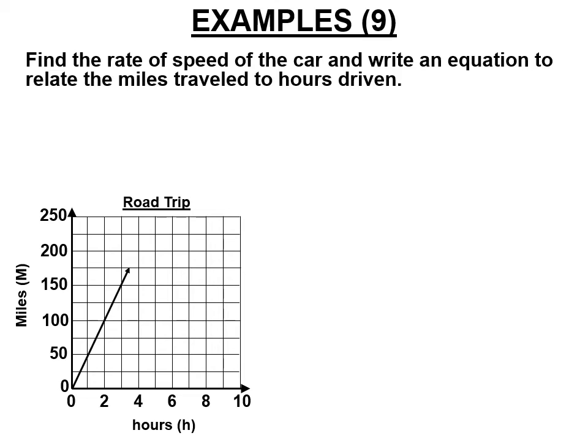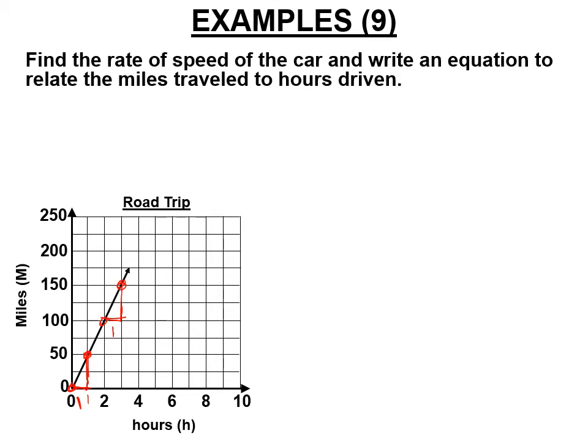Let's try this one. This is a road trip, miles per hour. So it's proportional. We're at 0, 0. And there's a good intersection. There's another one. The slope here, all right, the run is 1. We could do it anywhere, right?